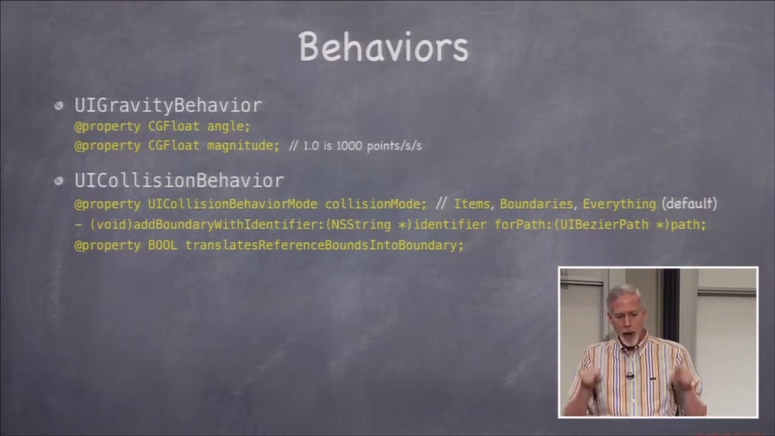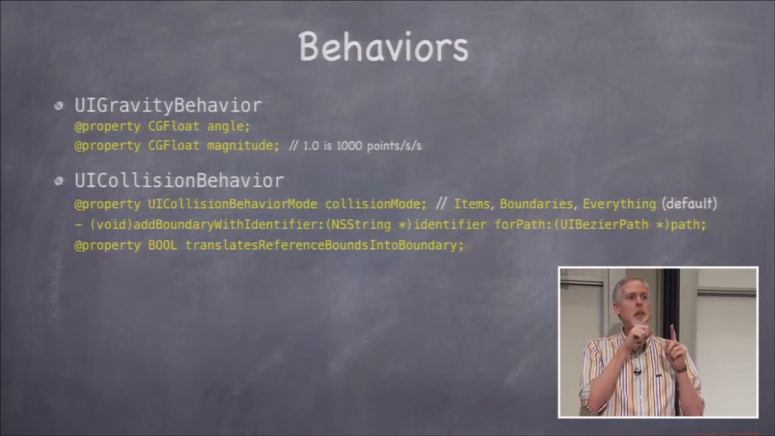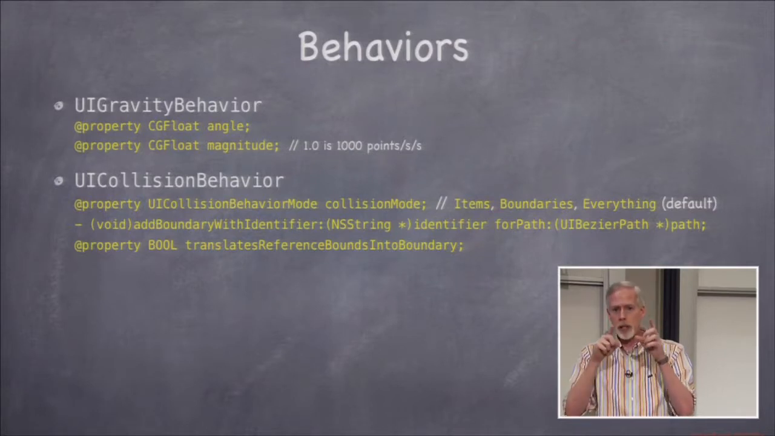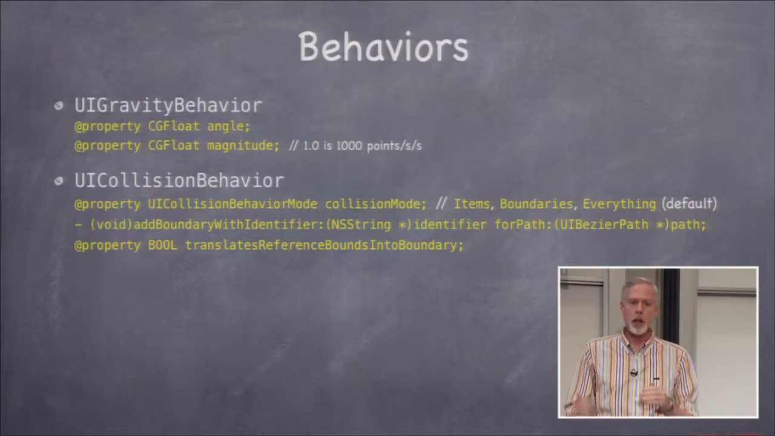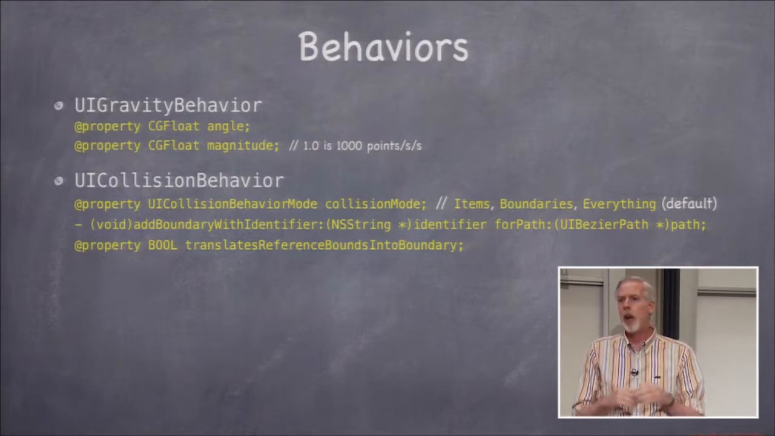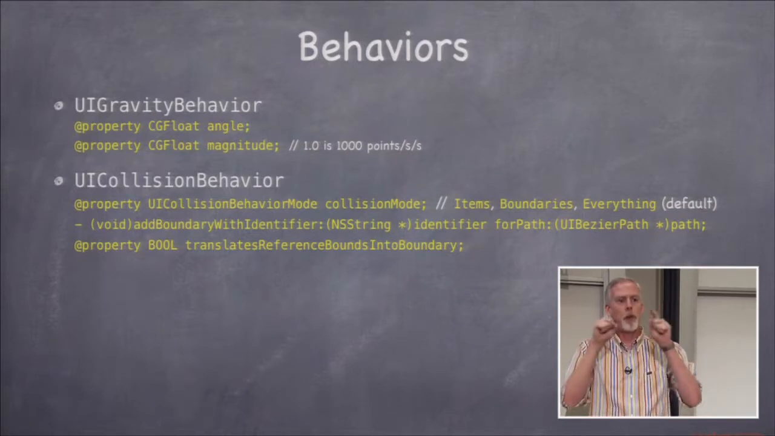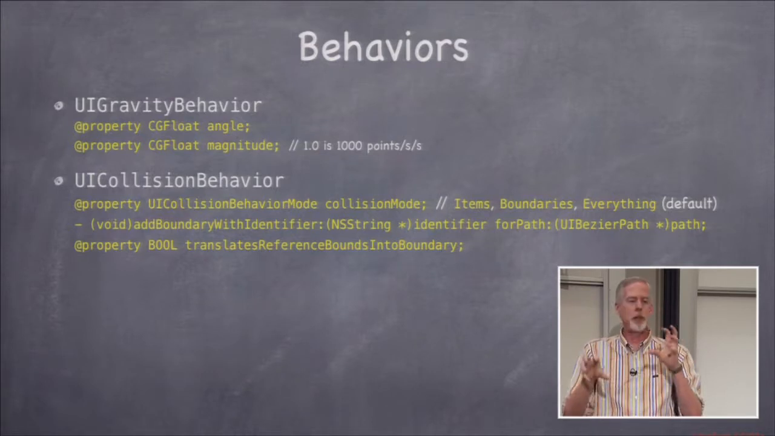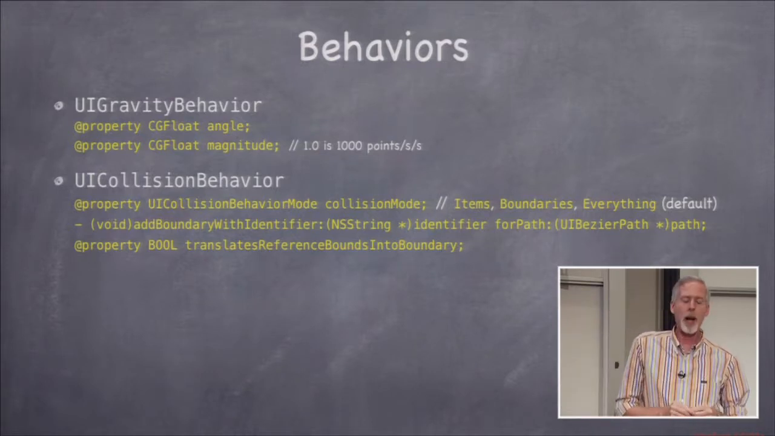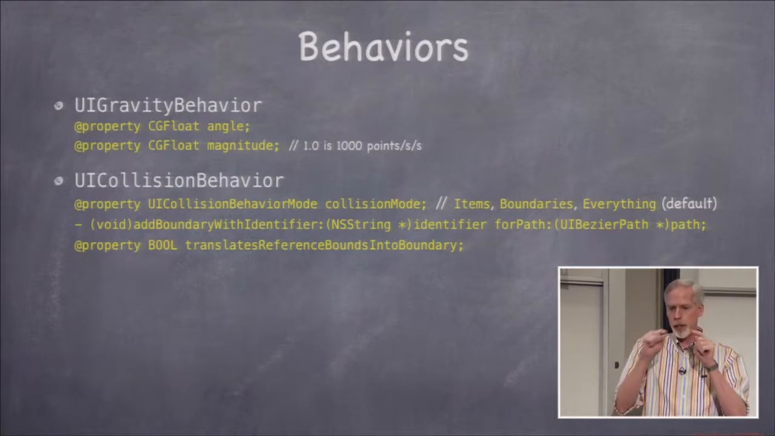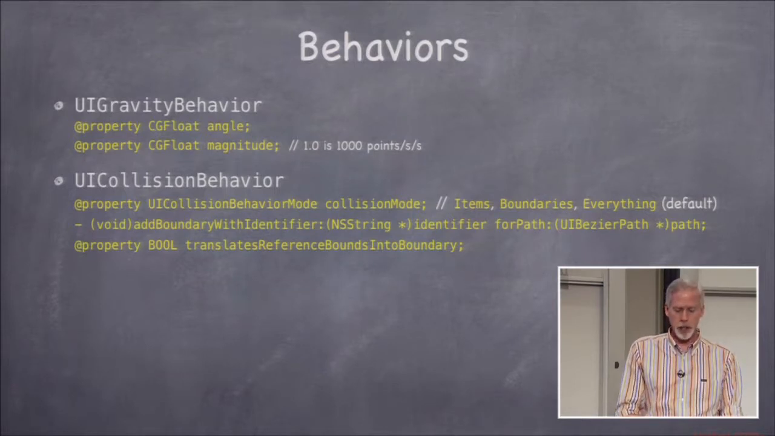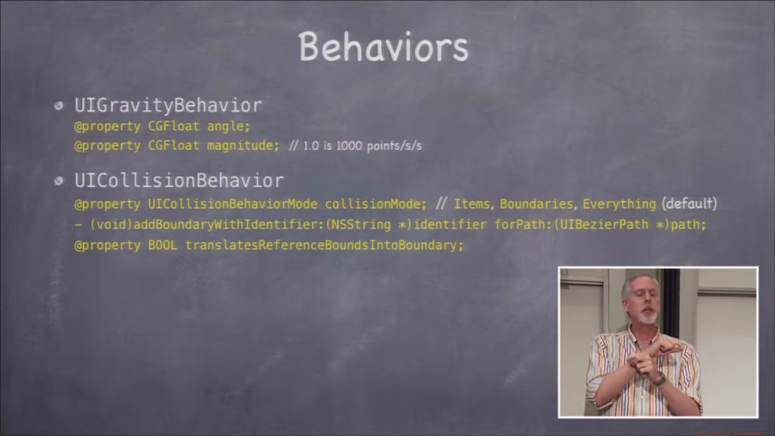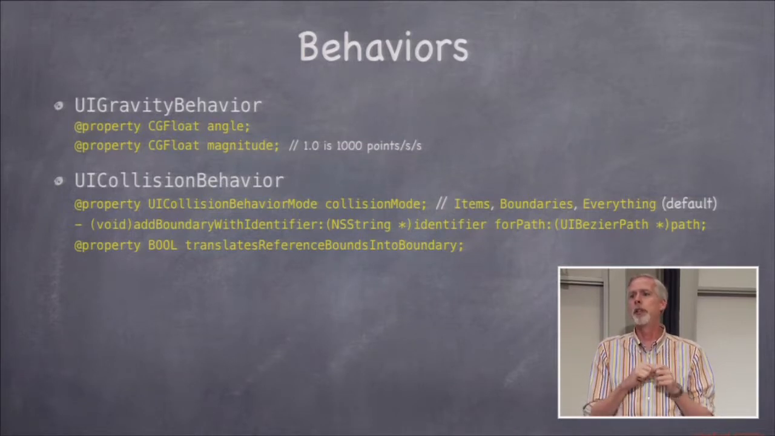You can also set boundaries. So any UI Bezier path that you want to come up with, you can put it in your collision behavior and things will bounce off it. So it could be round, it could be square, whatever, and things will bounce off it when they hit it. Also, you can set the boundaries of the reference view to be bouncy boundaries as well by saying translates reference bounds into boundary equals yes, and then things will bounce off the edges of the reference view, the top level view in the dynamic animator. Okay? So the collision mode determines whether the items bounce off each other or just off the boundaries. Okay?